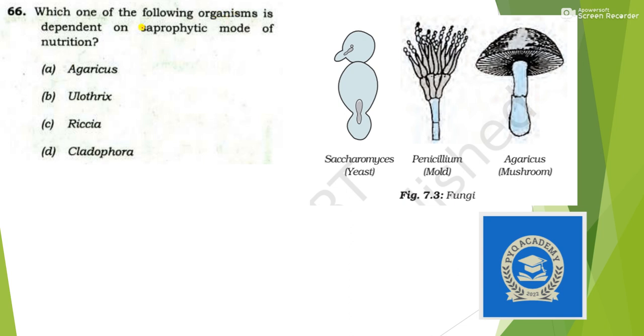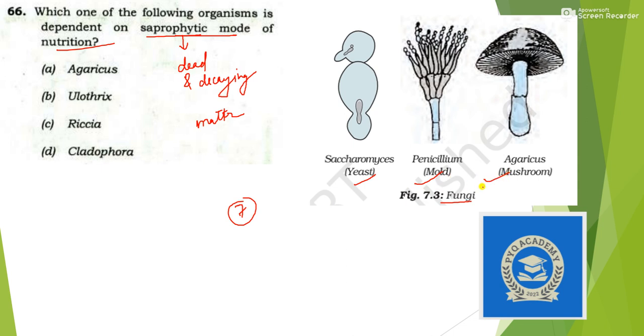Which one of the following organisms is dependent on saprophytic mode of nutrition? Saprophytic mode means which depends upon dead and decaying matter. So we know that fungi are dependent upon dead and decaying matter, and here you can see I took this image from NCERT class 9 chapter 7, diversity in living organisms. These are examples of fungi which are dependent upon dead and decaying matter.